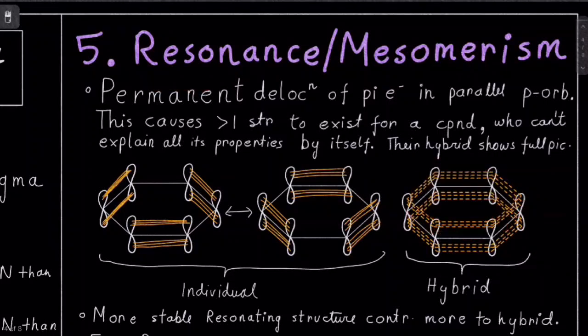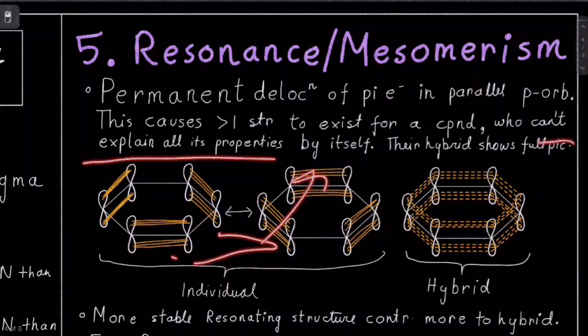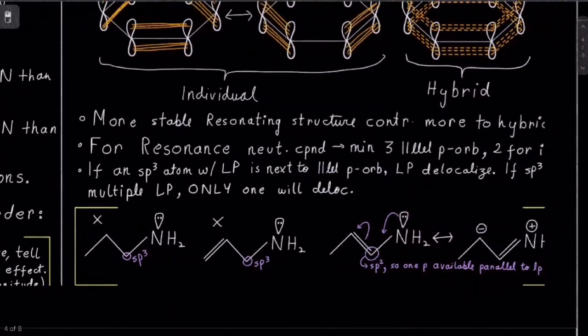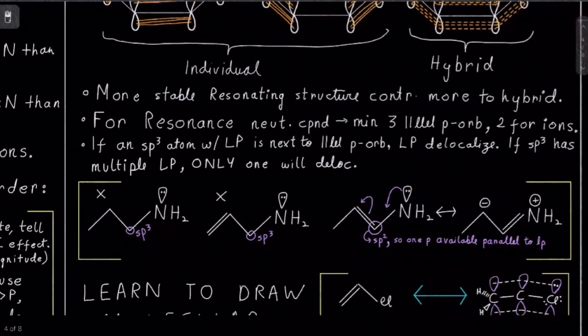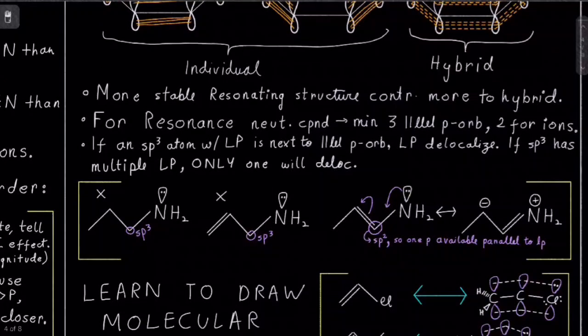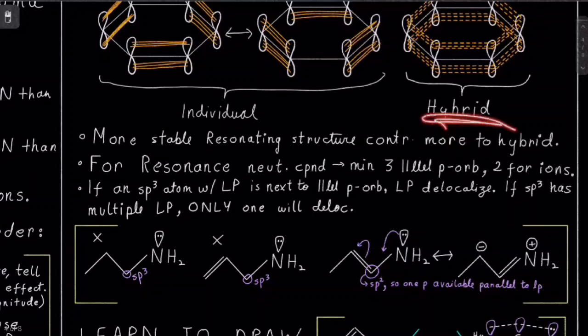This causes more than one possible structure to exist for a compound, just as we saw. Both of these structures cannot explain all of its properties by itself, and their hybrid shows the full picture of the compound. Just keep this as a fact in mind: the more stable resonating structure contributes more to the hybrid. Different resonating structures have different stabilities, and the more stable the resonating structure is, the more it will contribute to the hybrid.